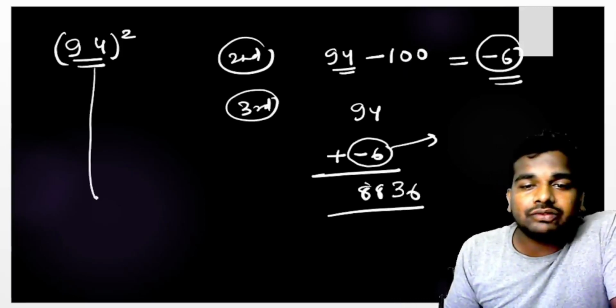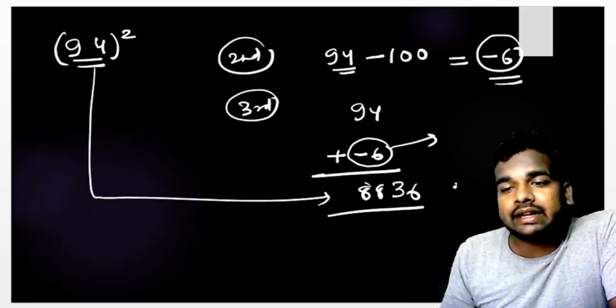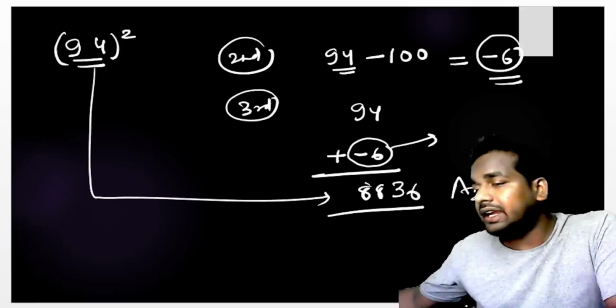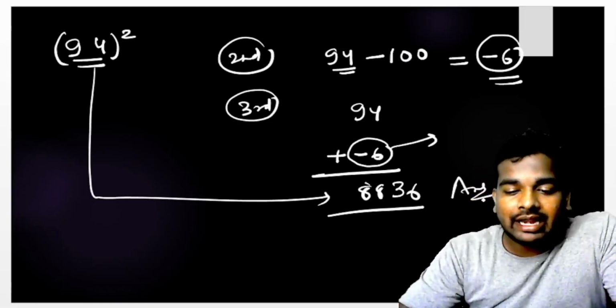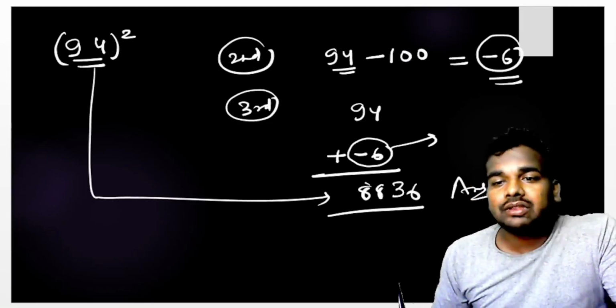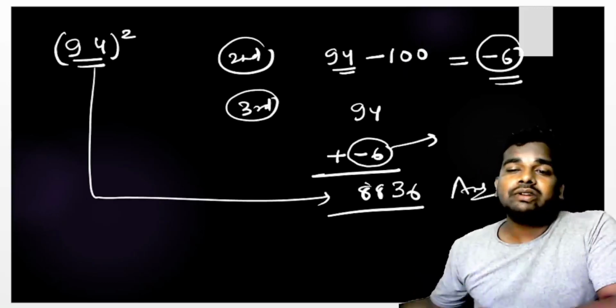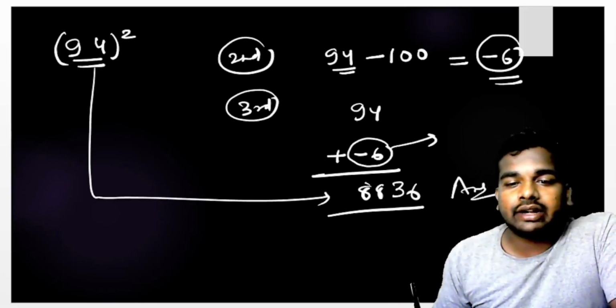And after this you will find that 94 the whole square is how much you got? That is 8,836. Students, now again we can take the help of a calculator and find it. Is it correct or not? Now 94 into 94, you will find how much you got? Look here, 8,836. Now you can see that it is matching with the calculator also.